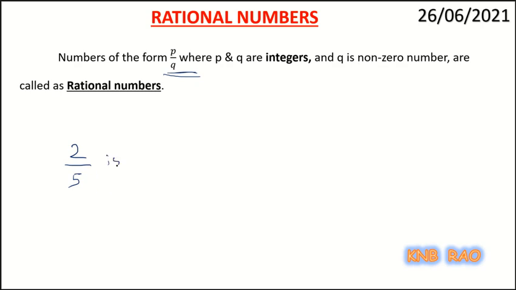Yes, it is a rational number. Why is it a rational number? Because it is satisfying this condition or this definition. So, 2 by 5 is a fraction as well as a rational number. And do we have any special conditions for a rational number? Yes, here p and q are integers and q not equal to 0.